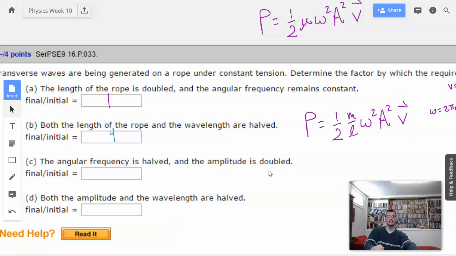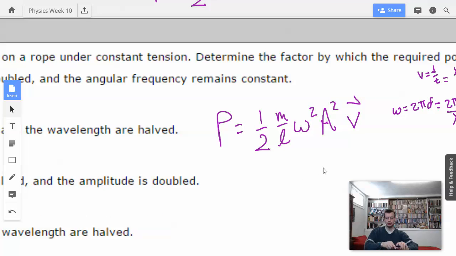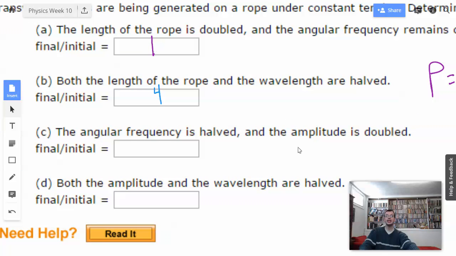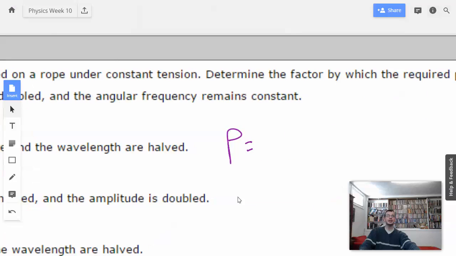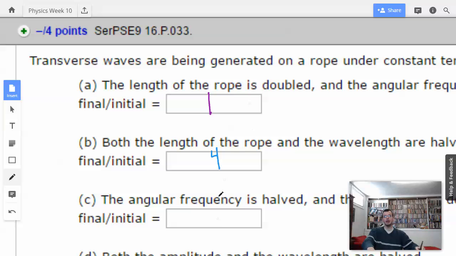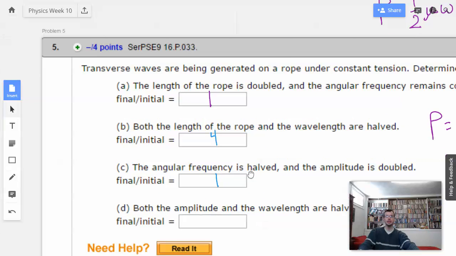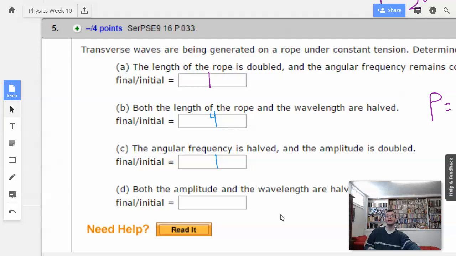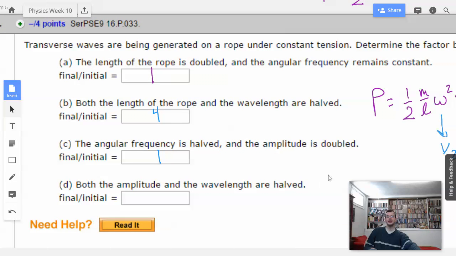The angular frequency is halved and the amplitude is doubled. Right, so amplitude doubles and the angular frequency is halved. So this is the angular frequency, which is not the same as normal frequency. All right, so we have 1/2 squared times 2 squared, which are going to cancel each other out. So we're going to get a total of 1. The final and the initial will be the same.